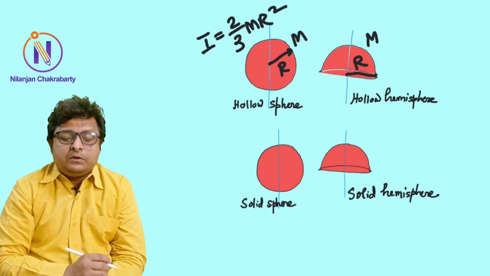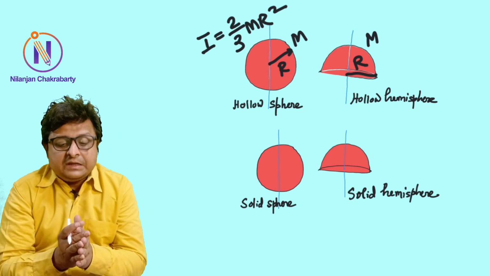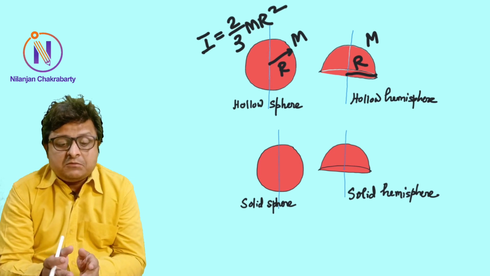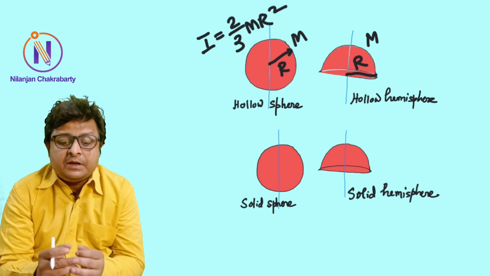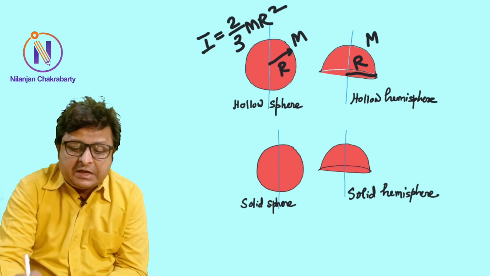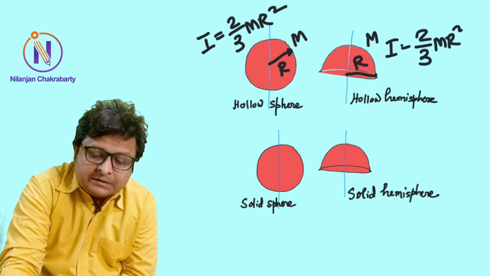गलती से क्या करते हैं लोग, mistakenly people do that: ये hollow sphere का तो 2/3 mr² हो गया, इसका 2/6 mr² होगा, make it half. But see, it's the hollow hemisphere, the hemisphere is having mass m, not m/2, so that will be same. I is equal to 2/3 mr².